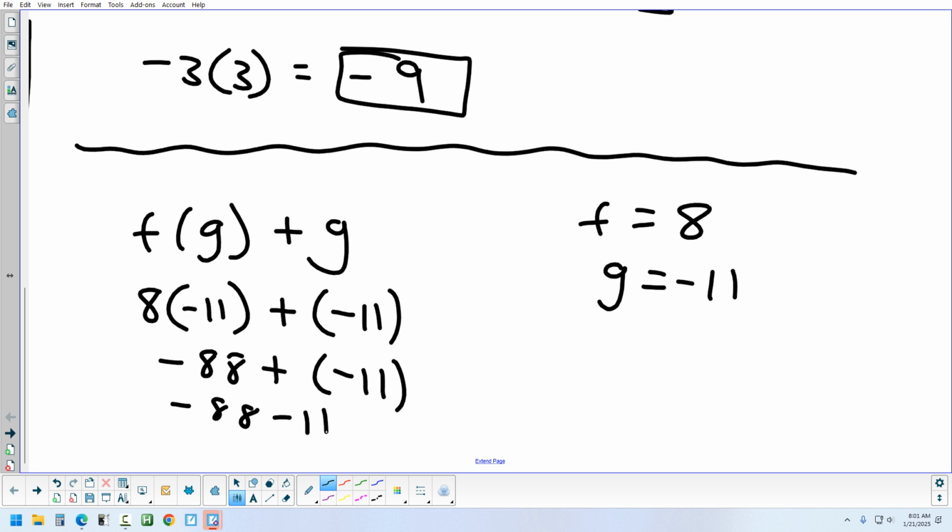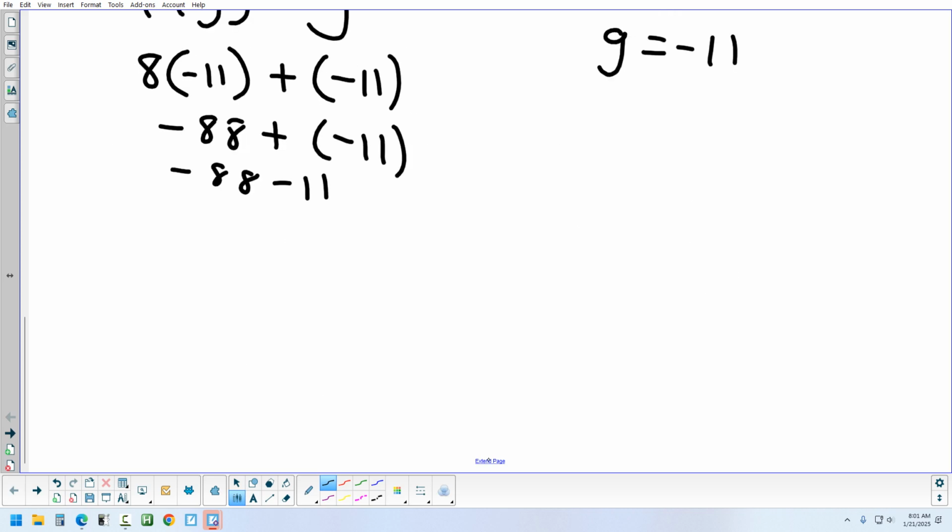Derek, what's that going to give? Negative 88 minus 11. 77. So remember, you are subtracting, so you're going to get even more. Like if you think of it on a number line, you're going to go to the left. Yeah, negative 99. Good job. Okay, I'm not going to take that one in, but that is correct.